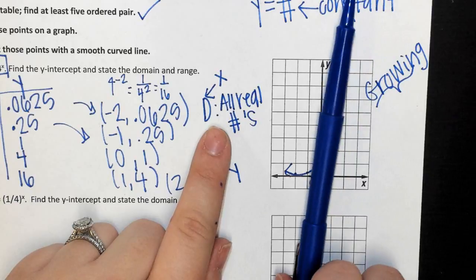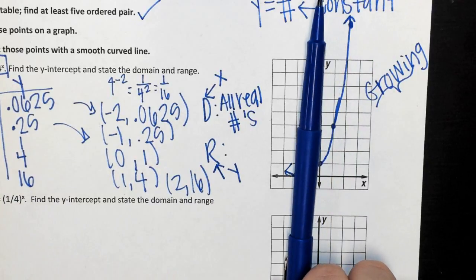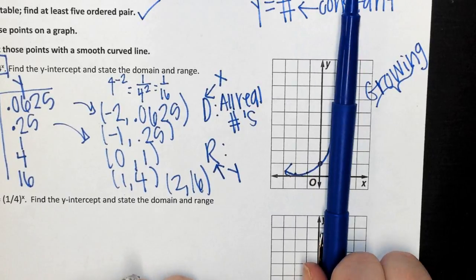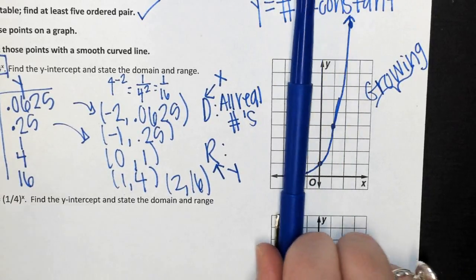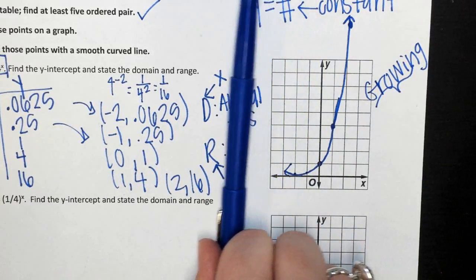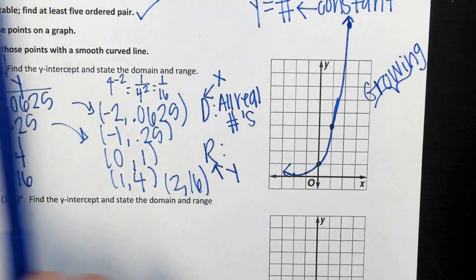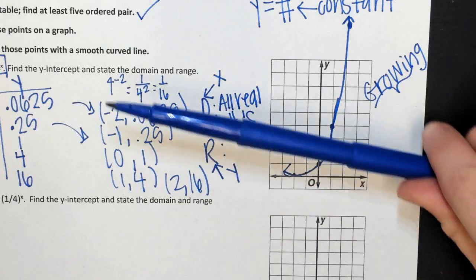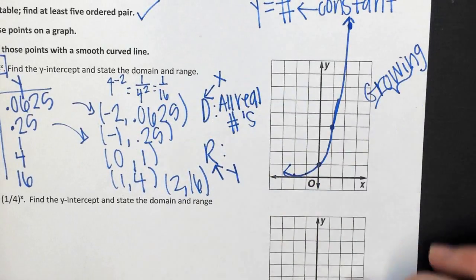Does it matter what 5 numbers? No, but I would use the same ones. So our domain is just side to side, because yes, it goes right here, but it keeps going. We just didn't pick those numbers. Over here, it keeps going. We didn't pick those numbers. Now your range is up and down.